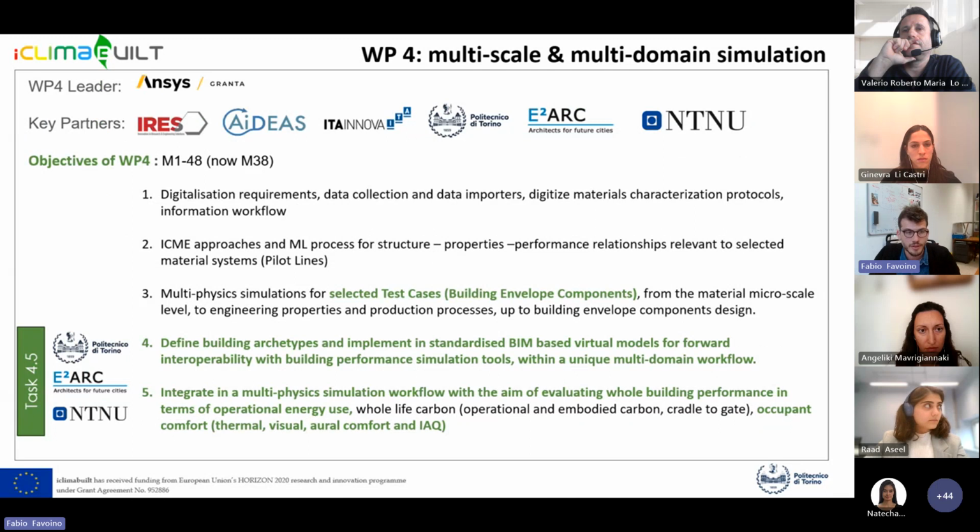This is more or less the framework of how this is achieved in work package 4. The objectives of this part of the project that are dealt with in this seminar are the last two: defining the archetypes, so the reference models on which we apply the standardized BIM to building performance simulation workflow, to be able to do multi-physics simulations.